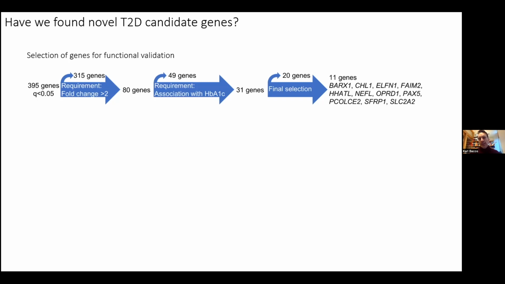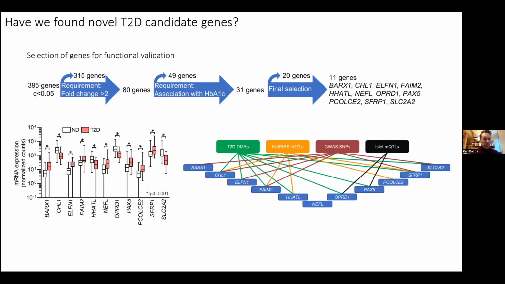And also SLC2A2 that I talked about before, which encodes GLUT2, a glucose transporter. In rodents, it's the main beta cell glucose transporter, but in humans, it's sort of debated whether it's important in mature human beta cells or not. So that was also included in our selection. And on the bottom left here, you see the expression of these 11 genes in our islets. And yeah, they're all significant, of course.